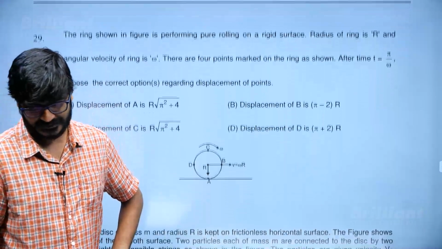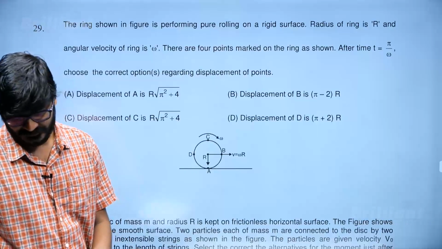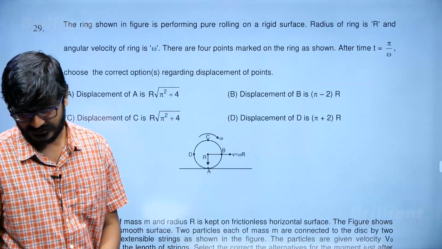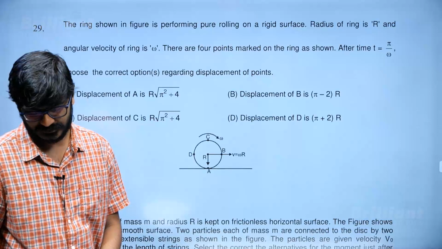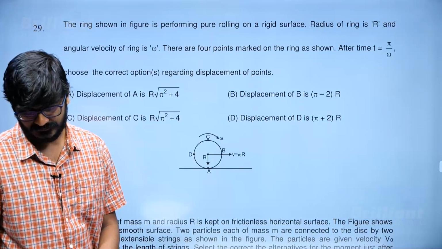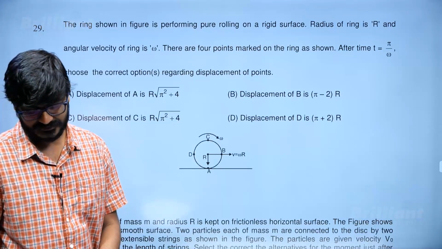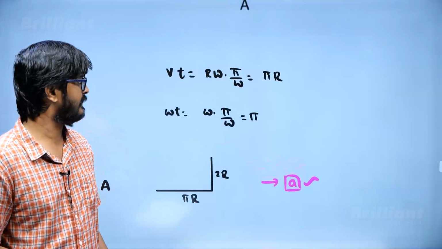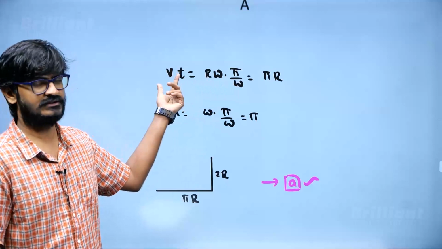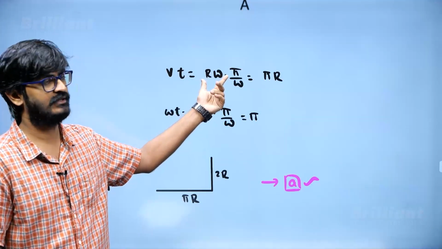Going to the next question. The ring shown in the figure is performing pure rolling on a rigid surface. The radius of the ring is r and angular velocity is omega. There are 4 points marked on the ring as shown. After time pi by omega, what is the displacement of A, B, C and D? When you calculate V into T, where V is the velocity of the center of mass, that is r omega, it is pure rolling, right?